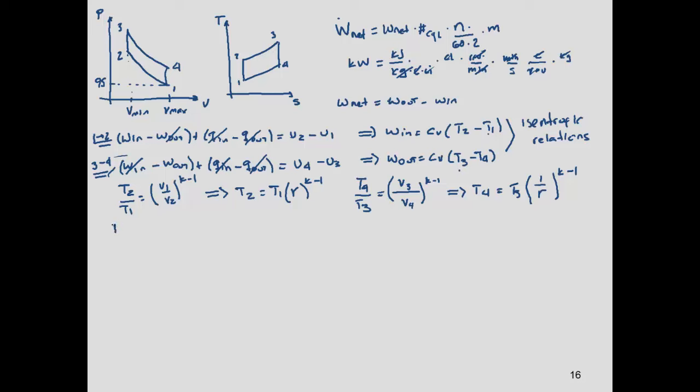So T2 will be T1, which we know is 290, times 7.1429 to the 1.4 minus 1. So this is 636.7 Kelvin. Similarly, for T4, we have 1143 times 1 over 7.1429, or 0.14, which is what we got from the text. And the final result is 520.6 Kelvin. So we know how to get work in and work out.